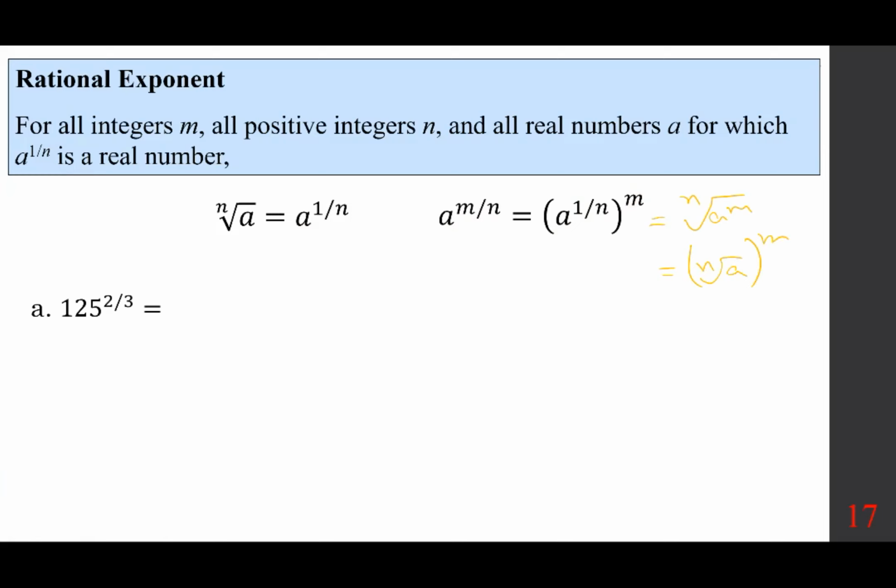So in this case, if we want to stick with the rational exponent, we can write this as 125 to the power of 1/3, to the second power. And the reason we do that is because this one we recognize as the cube root of 125, which is 5, and squared it becomes 25.